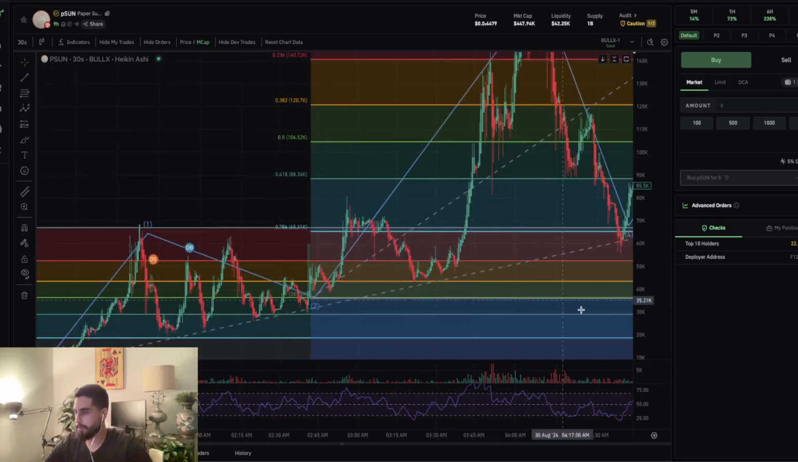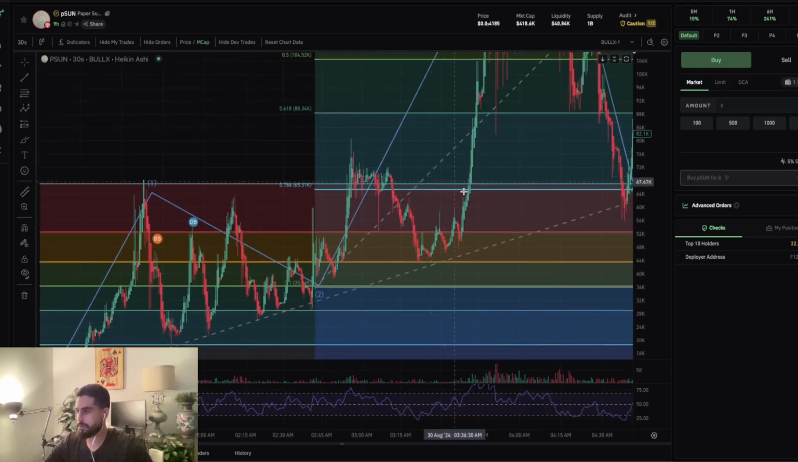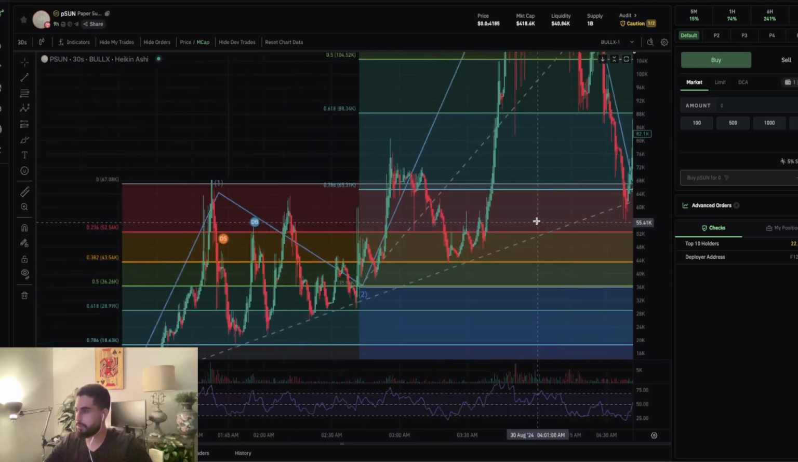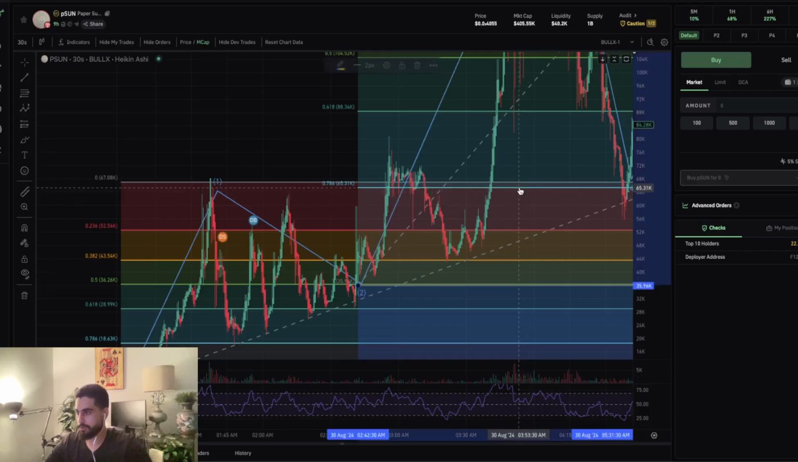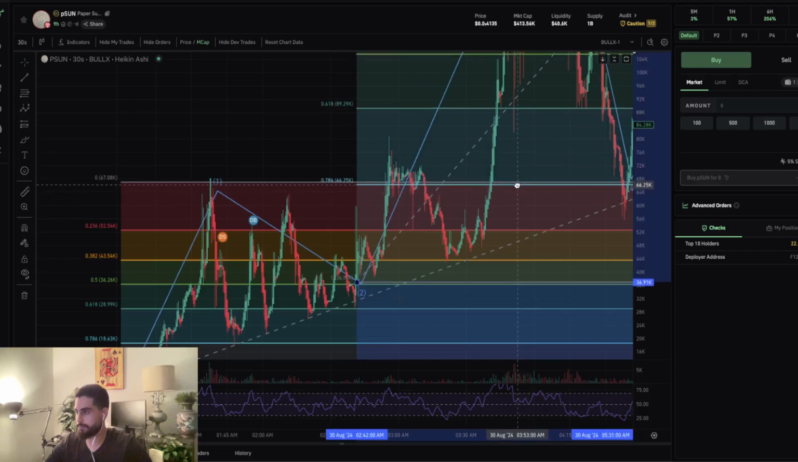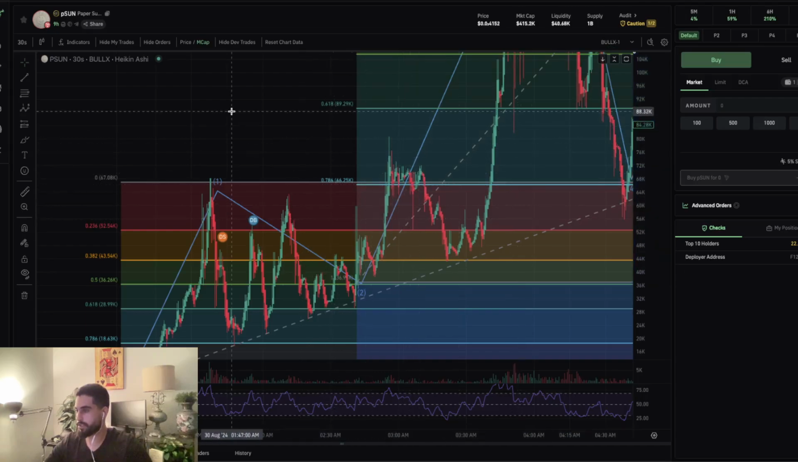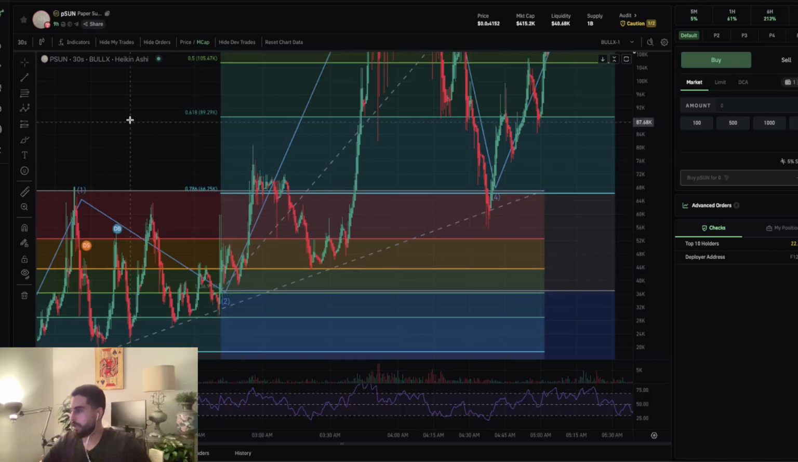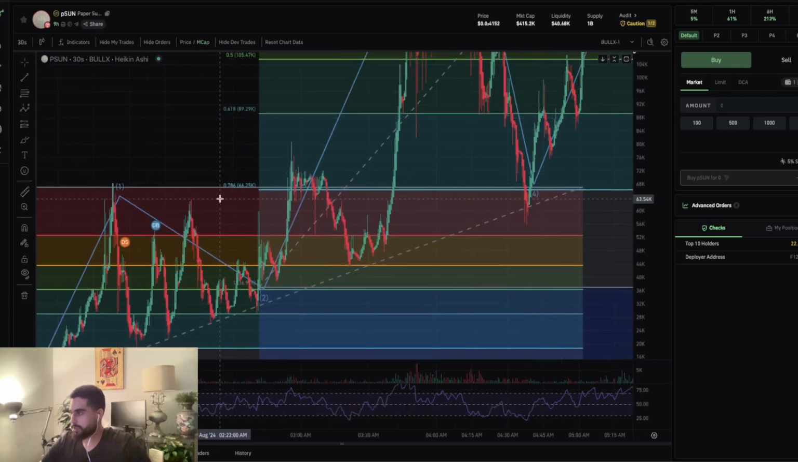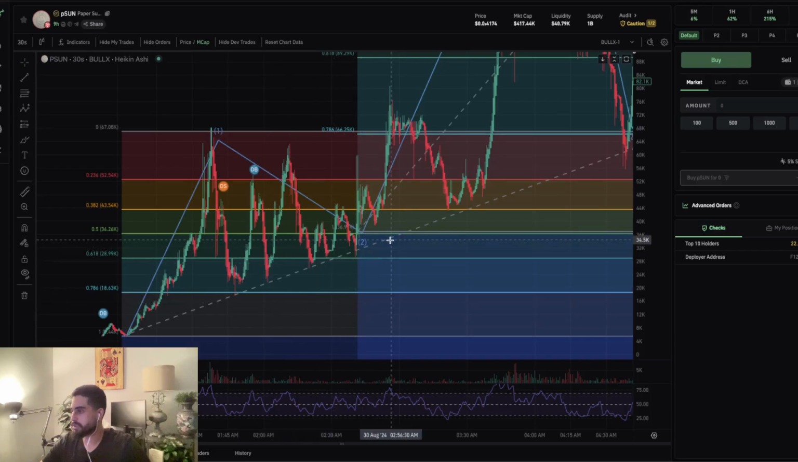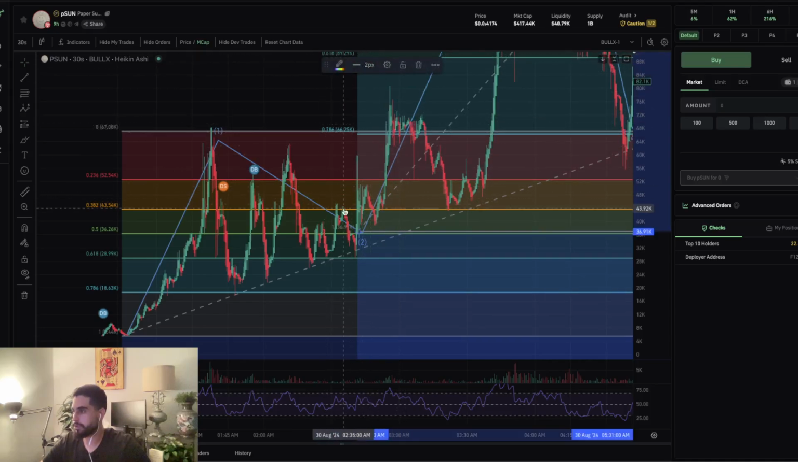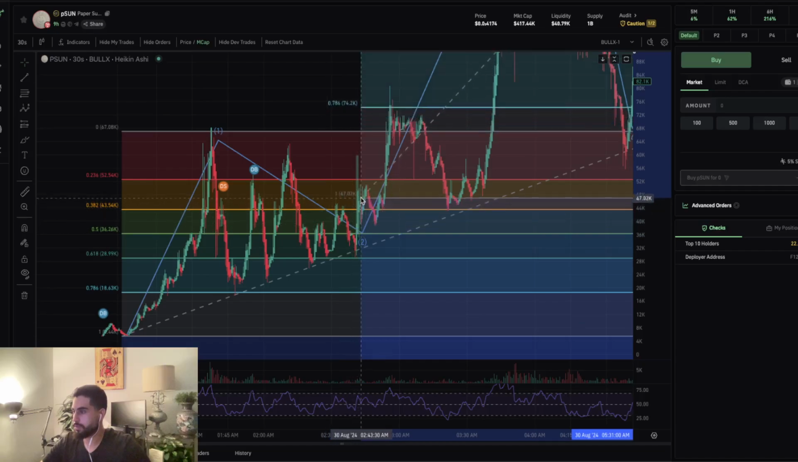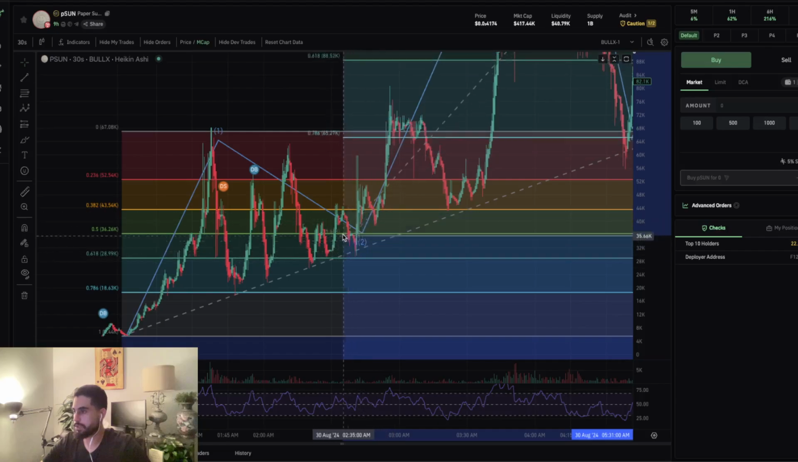Now let's try to make these levels. There's a lot going on, but this is going to be very helpful. Don't get tricked by all these colors. This is very helpful. So we have our levels. Remember these levels: 0.618, 0.78, and then of course 1 here, right? Let's double check. Yeah, this is it.